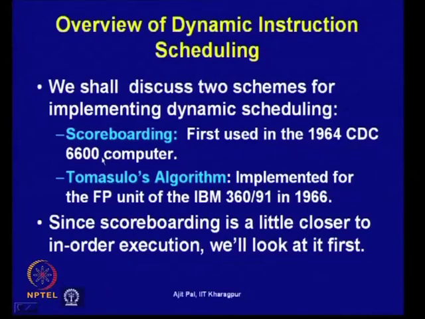Of course, the CDC 6600 computer has a large number of functional units, 11 functional units, but later on we shall explain scoreboarding. Actually, the name scoreboarding has been taken from this processor, the CDC 6600. They gave the name scoreboard to this particular hardware based dynamic scheduling approach. And later on for the IBM 360/91, in 1966, another approach was developed by Tomasulo. Tomasulo was a scientist working at IBM, and he developed this dynamic instruction scheduling approach for the IBM 360/91. This was a very popular machine, and the approach was developed particularly for improving the performance of floating point units.